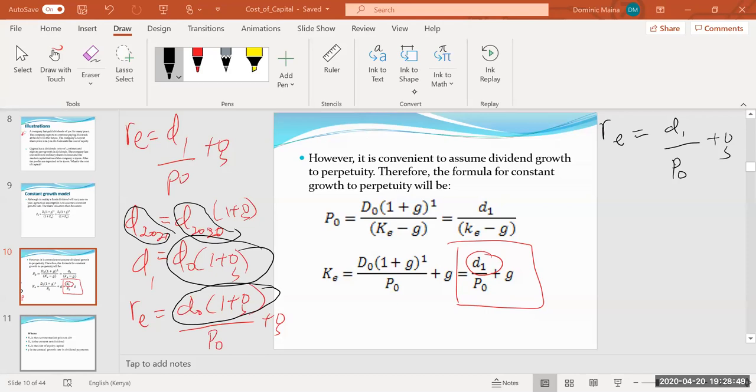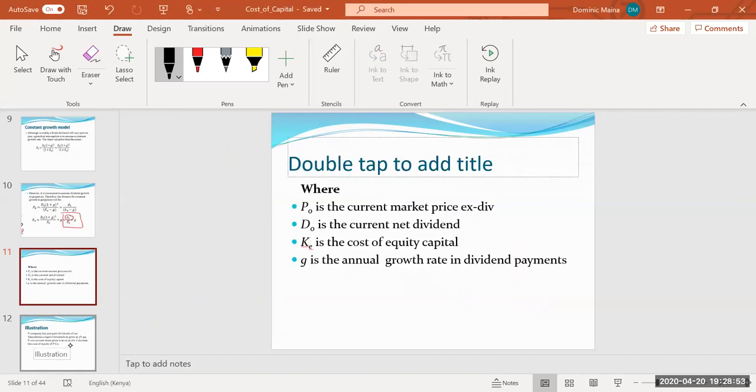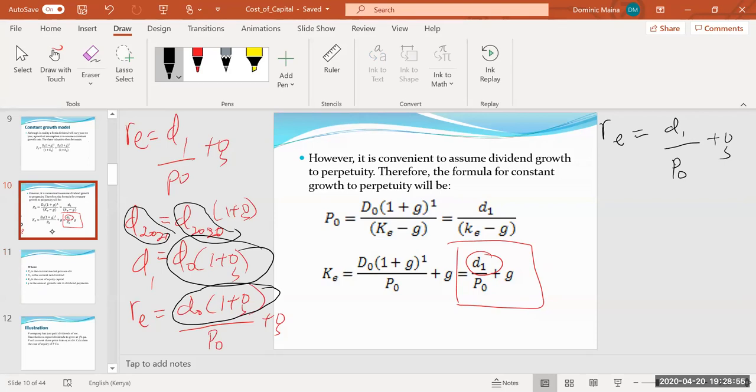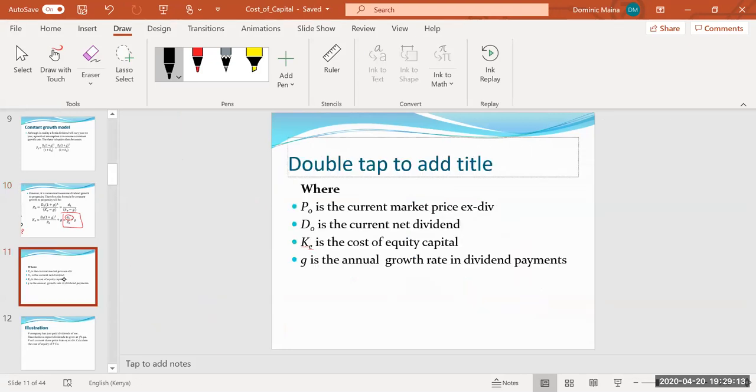Then we can apply. Where is the P naught? We said P naught is equal to the ex-dividend market price per share. D1 is the next year dividend. G is the annual growth in dividend, and R is the cost of equity. I think we have discussed all that. So more or less it is what you have here in our next slide.